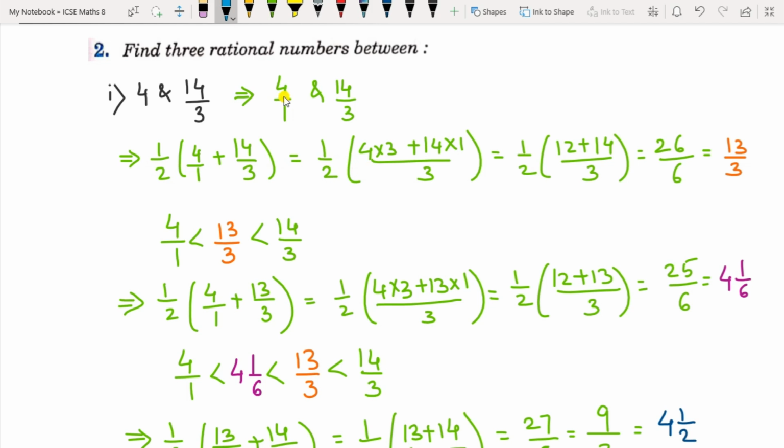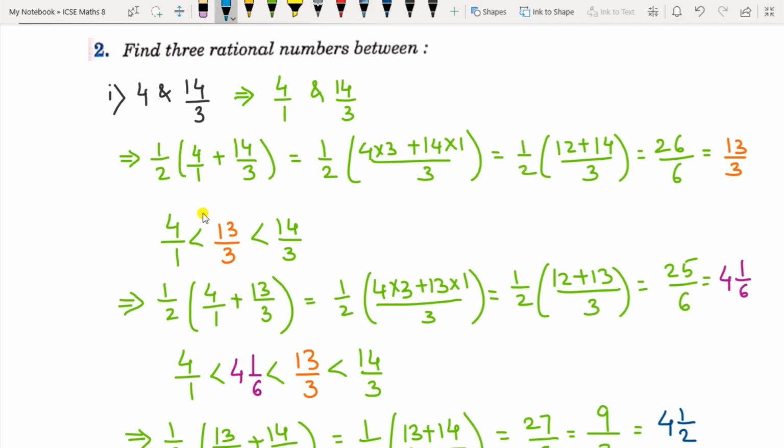The first given two rational numbers are 4 by 1 and 14 by 3. In between these two you have to find the third one. That comes out to be 13 by 3 by doing the above process. Now this is the first rational number we got. We want to find 3.